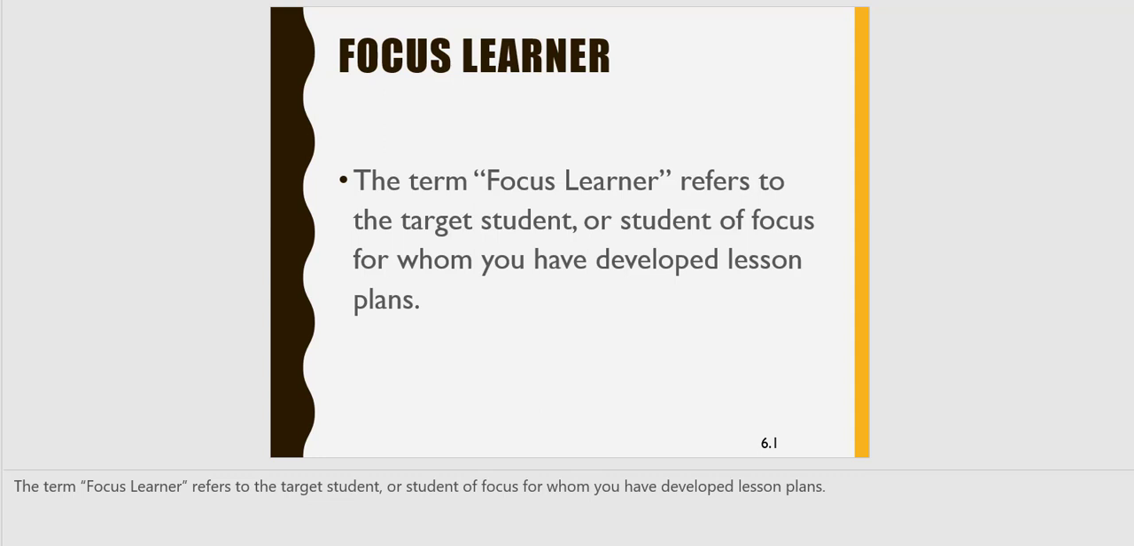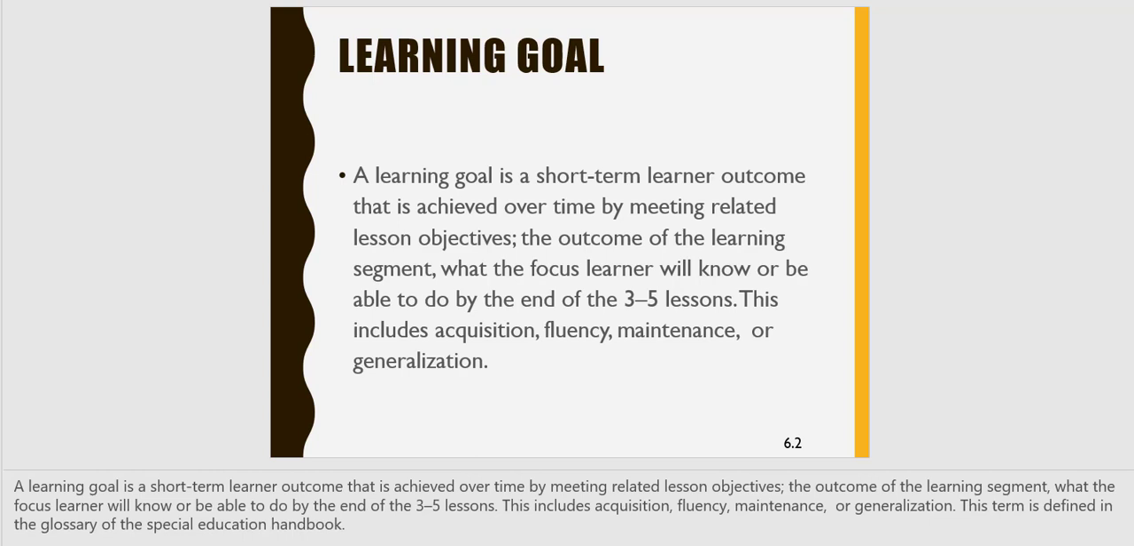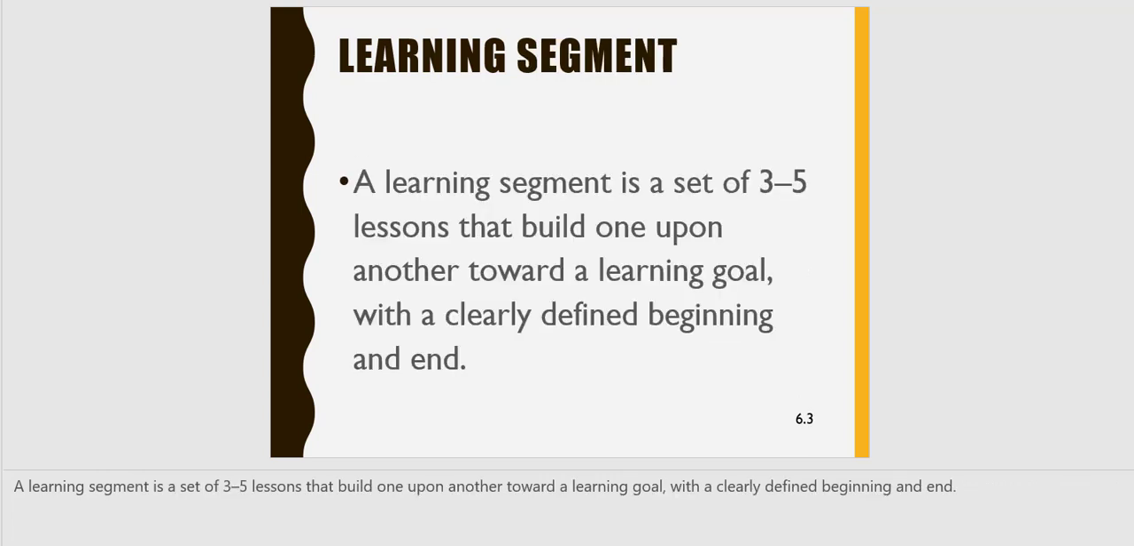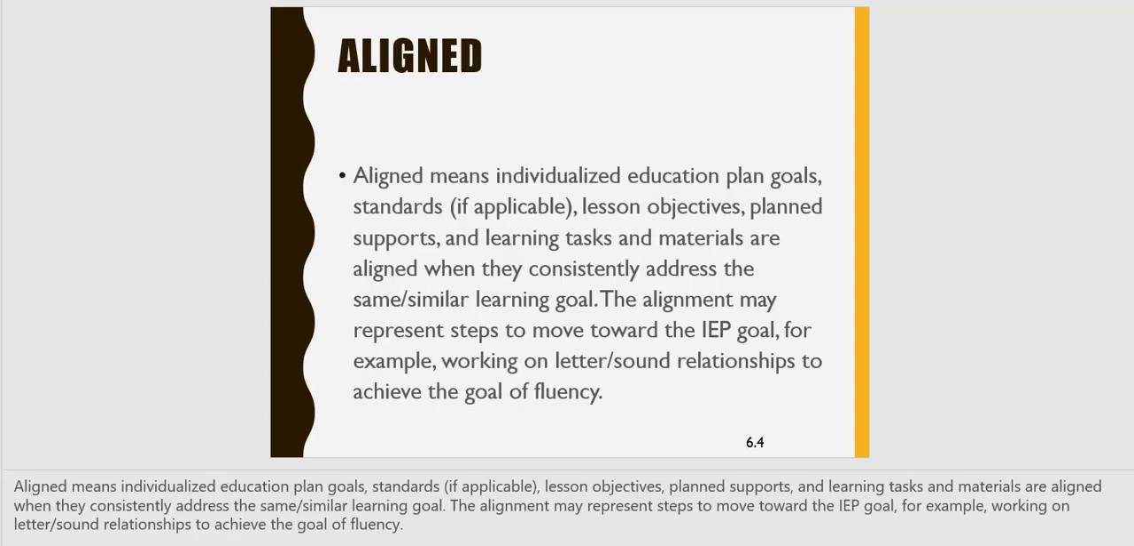Some key terminology in the edTPA handbook is the term focus learner, which refers to the target student or student of focus for whom you have developed lesson plans. Learning goal is a short-term learner outcome that is achieved over time by meeting related lesson objectives. The outcome of the learning segment, what the focus learner will know or be able to do by the end of 3 to 5 lessons. This includes acquisition, fluency, maintenance, or generalization. A learning segment is a set of 3 to 5 lessons that build one upon another toward a learning goal with a clearly defined beginning and end.